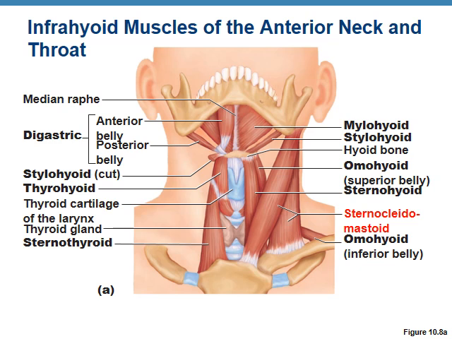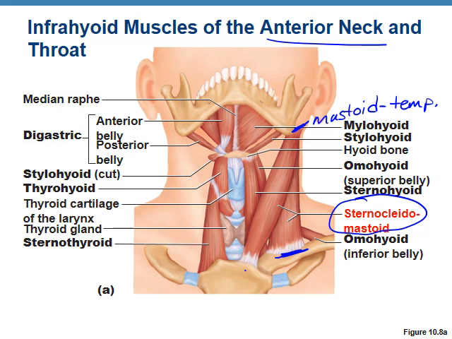Here we have the throat muscles or anterior neck. The only one that we're going to worry about is the sternocleidomastoideus. So you can see it attaches here at the mastoid of the temporal bone. It attaches here at the clavicle and here at the manubrium of the sternum.